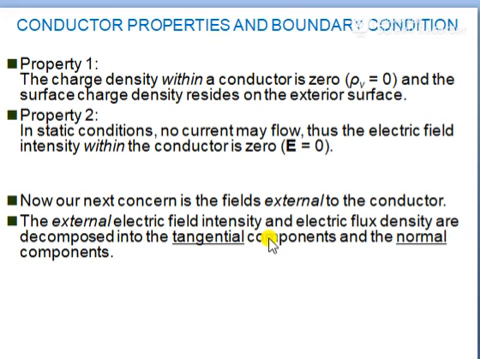The second property is what? In a static condition no current may flow, so the electric field intensity within the conductor is 0, that is E is equal to 0. So these are the main basic properties of the conductors, right? Now let us go to our next concern, the boundary condition.